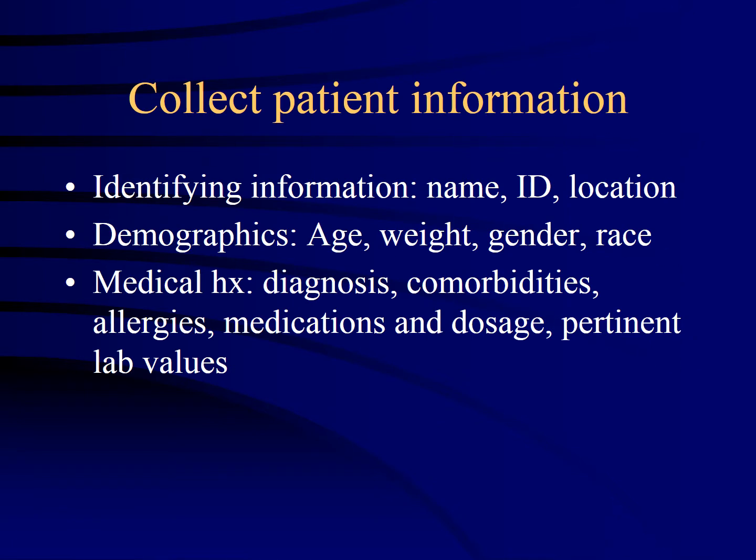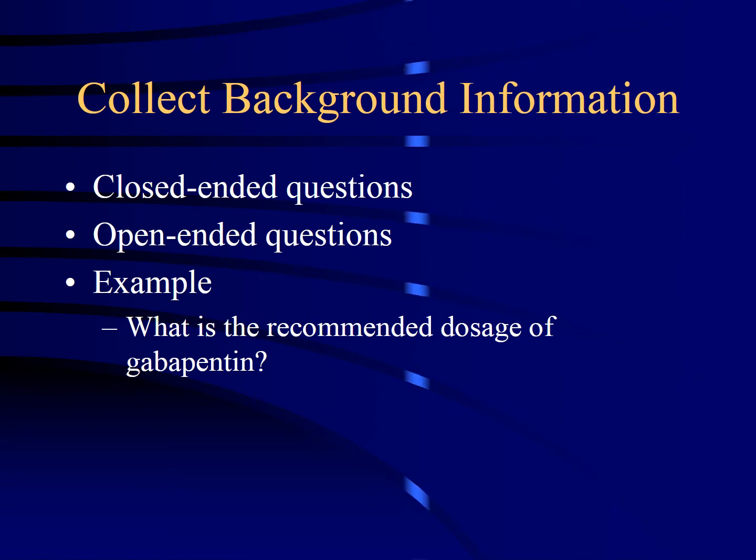You also need to collect patient information. You need to collect identifying information such as the patient's name, ID, and location, demographic information such as age, weight, gender, race, but also medical history, diagnosis, comorbidities, allergies, medications, dosage, and pertinent lab values. Collecting appropriate background information is the most important step in the systematic approach.